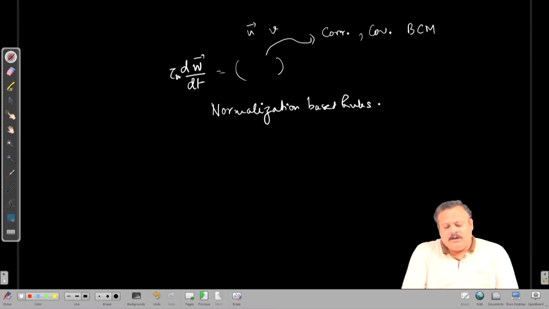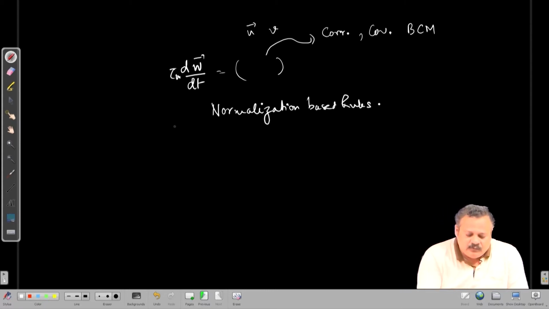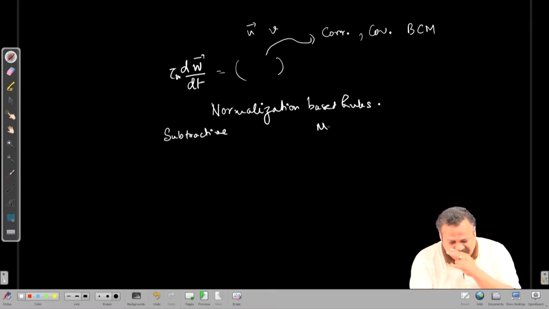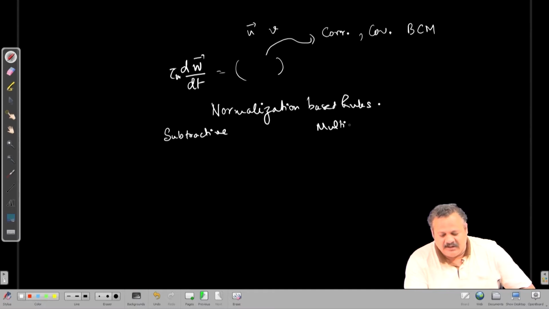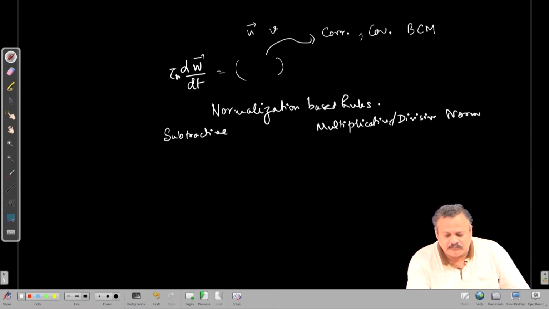that actually constrain the weights directly. And so we have two kinds of normalization based models. One is the subtractive normalization, and the other is multiplicative, or in fact it is actually divisive, multiplicative or divisive normalization. And this is also called Oja's rule.